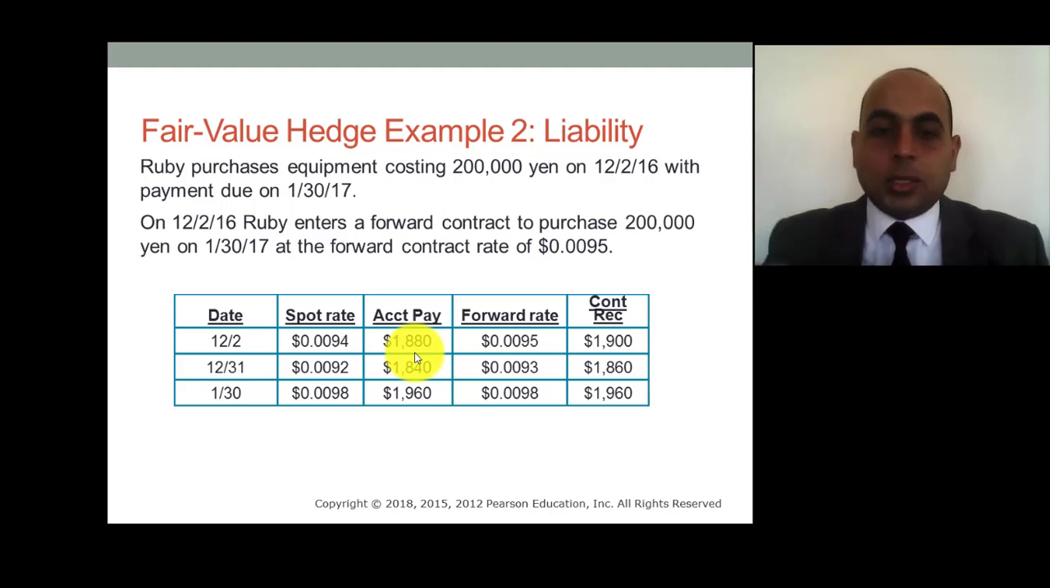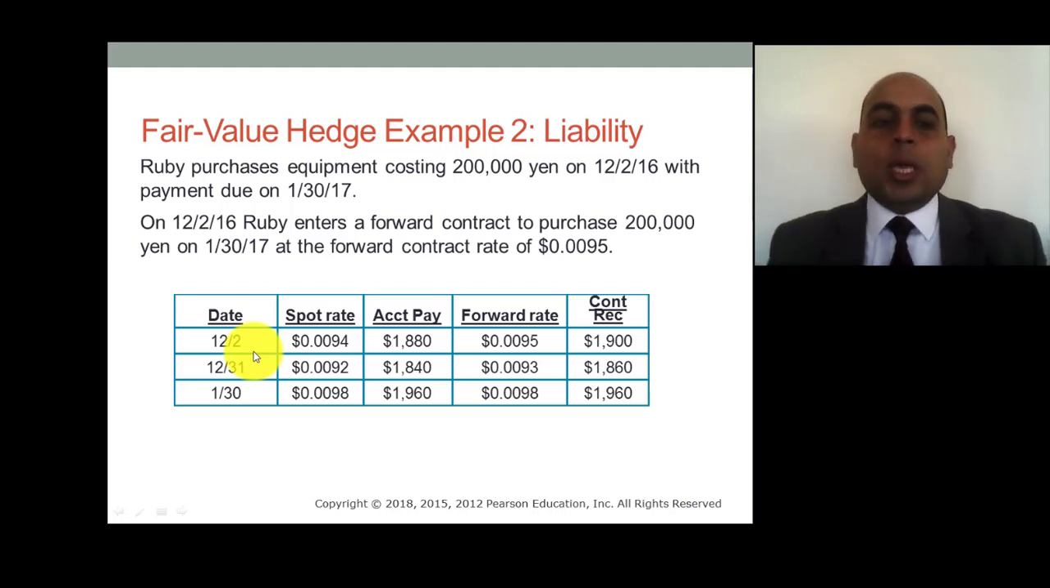Be careful. When we record the transaction, we have to record it in the reporting currency, or the functional currency. Functional currency means the currency that we use to record our financial transactions or to prepare our financial report. Here, the transaction that we owe will be recorded at 1,880 on the date of this transaction, the 2nd of December.